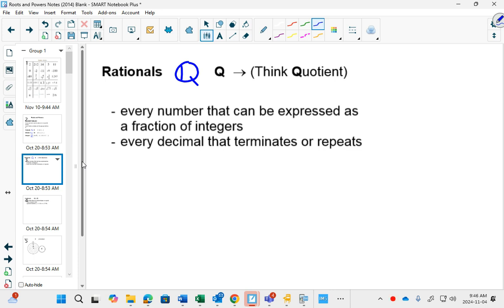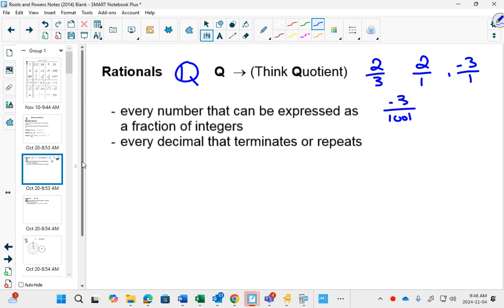We use the letter Q. You can think of quotient for any rational number, and that's every number that can be expressed as a fraction of integers. So when we think of the word quotient, quotient is dividing. This is an example of a rational number. But so is the number 2, because the number 2 you could write as 2 over 1. So anything that you can write as a fraction using positive or negative numbers, so -3 would also be a rational number. Any fraction whatsoever is a rational number.